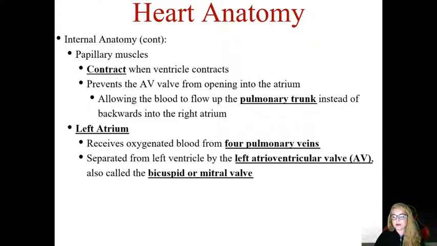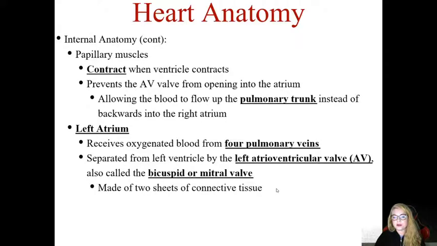And they're separated from the left ventricle by the left atrioventricular valve, or the AV valve. And this one is also called the bicuspid or mitral valve. So any 3 of these terms is suitable to describe the valve that is in between the left atrium and the left ventricle. And this is made up of 2 sheets of connective tissue. So the last valve we just said was the tricuspid valve, and I said it was made of 3 sheets. The bicuspid valve is made up of 2 sheets of connective tissue.